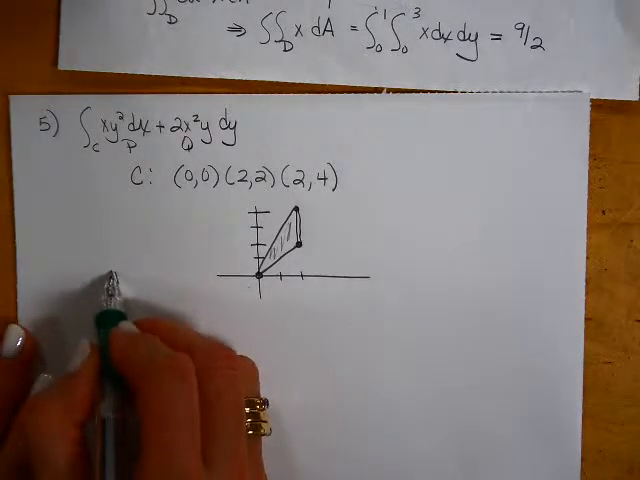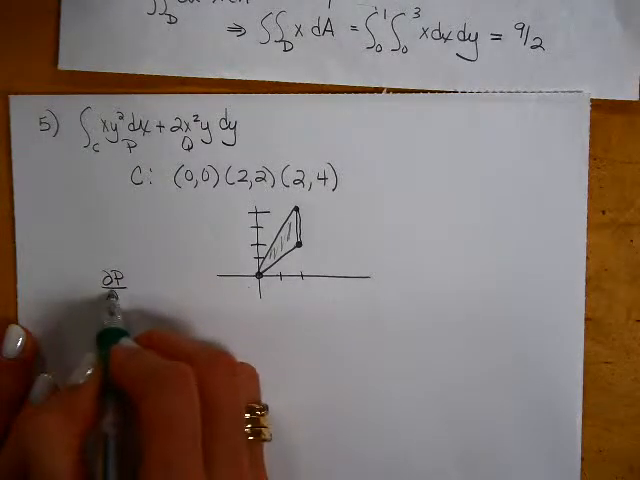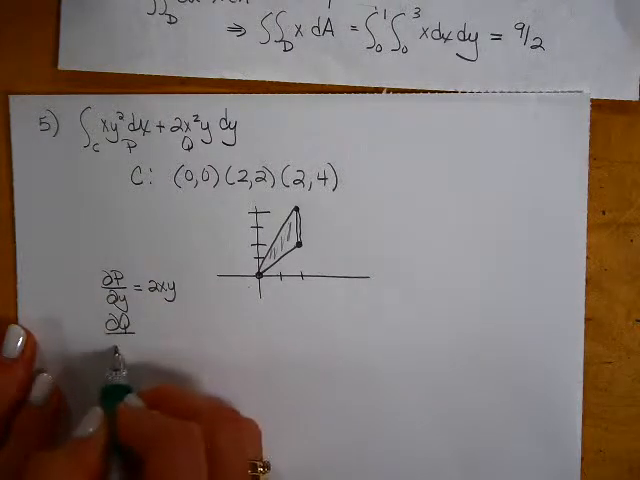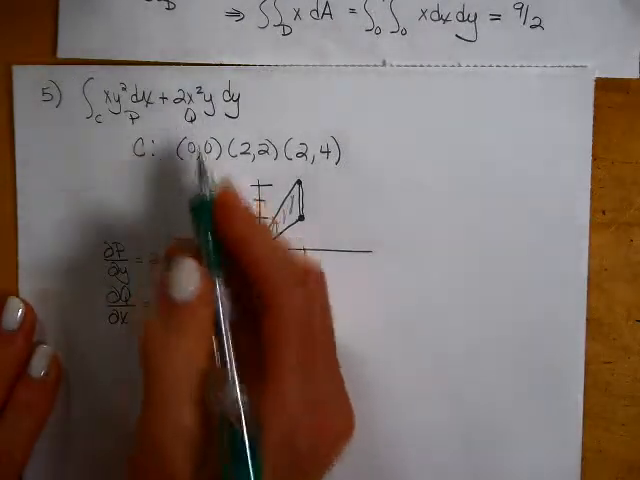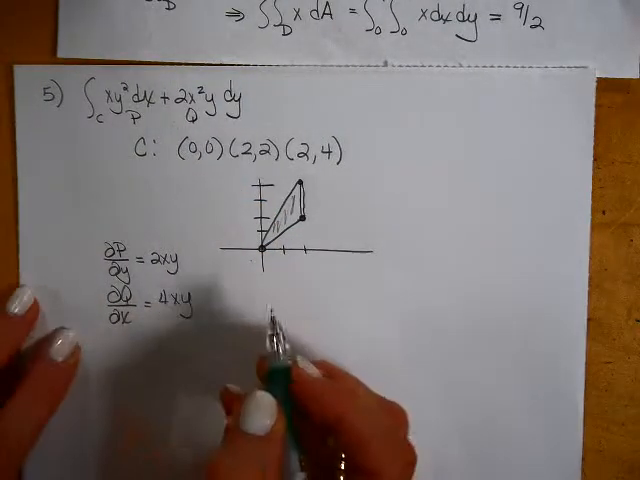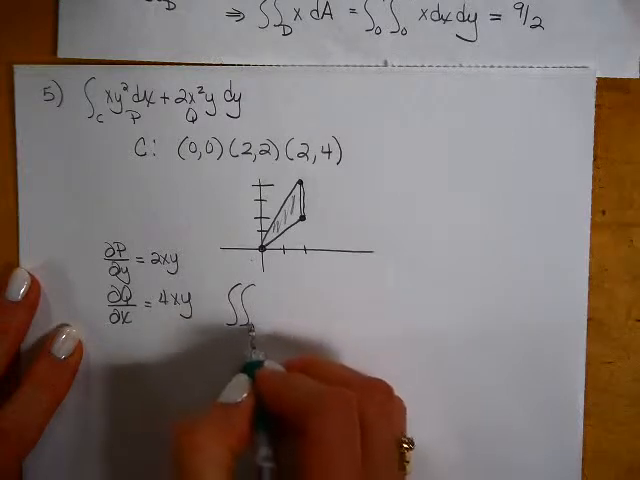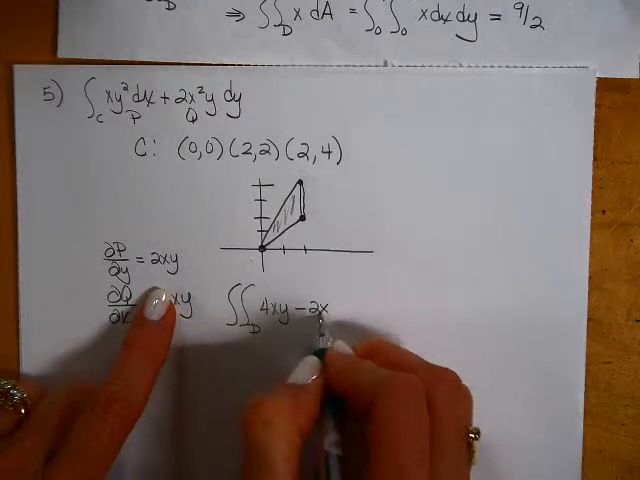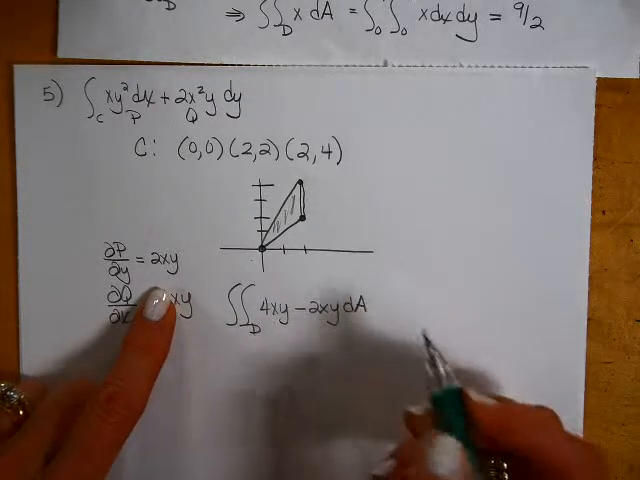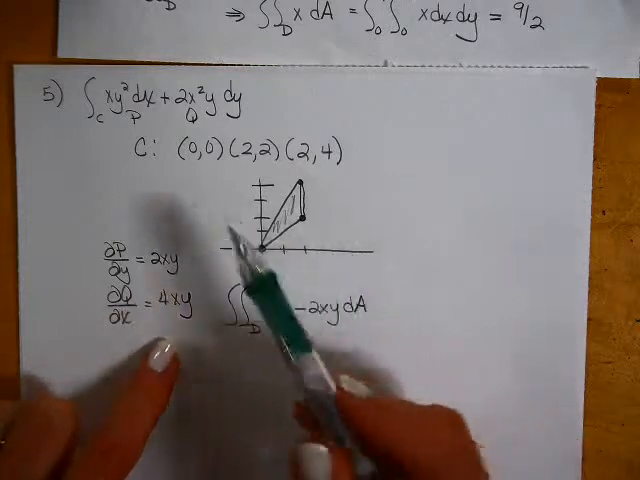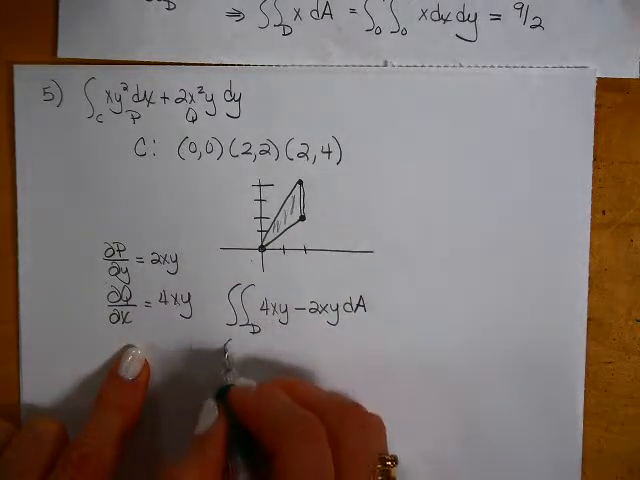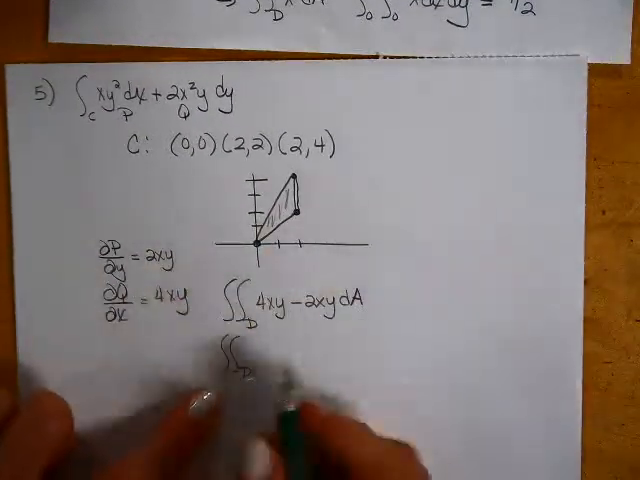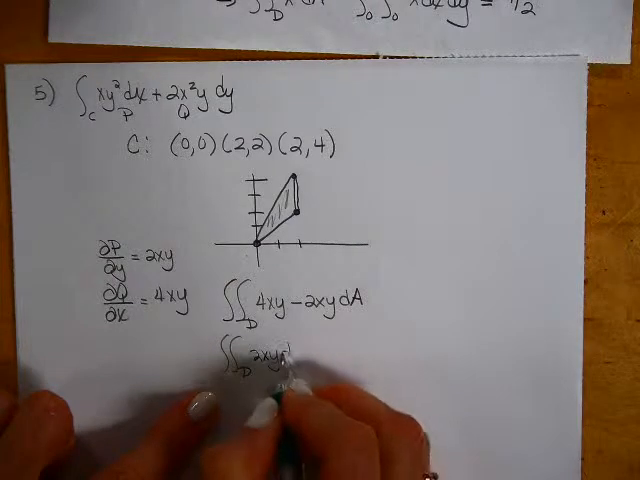So the partial of P with respect to y is 2xy. The partial of Q with respect to x is 4xy. So we are changing this to the double integral over the region D of 4xy minus 2xy dA. Okay, so this is the double integral of 2xy dA.